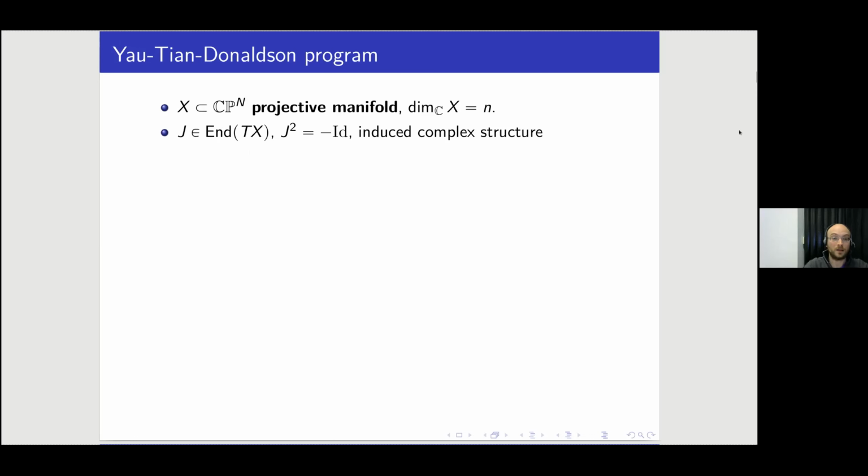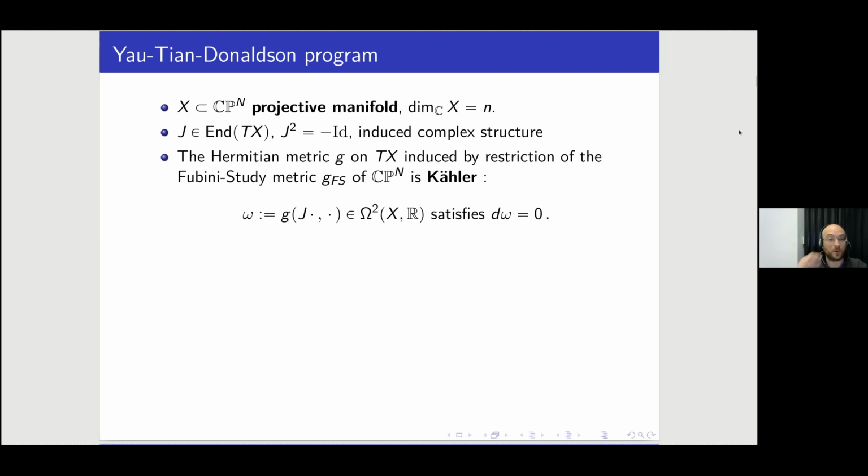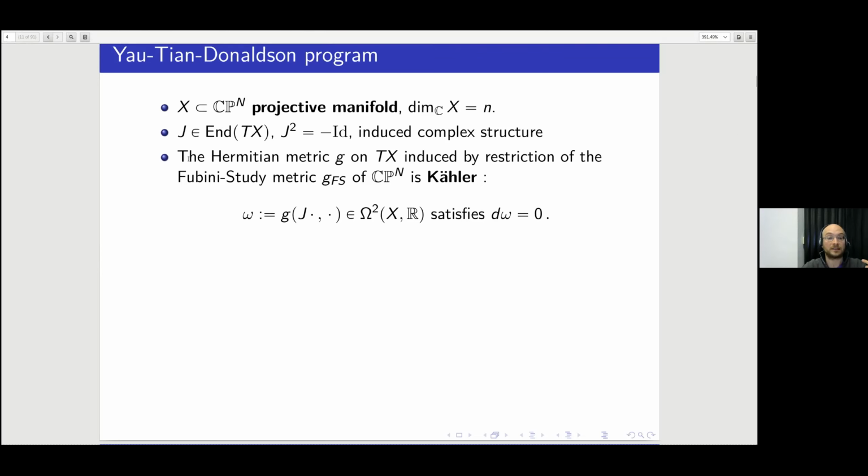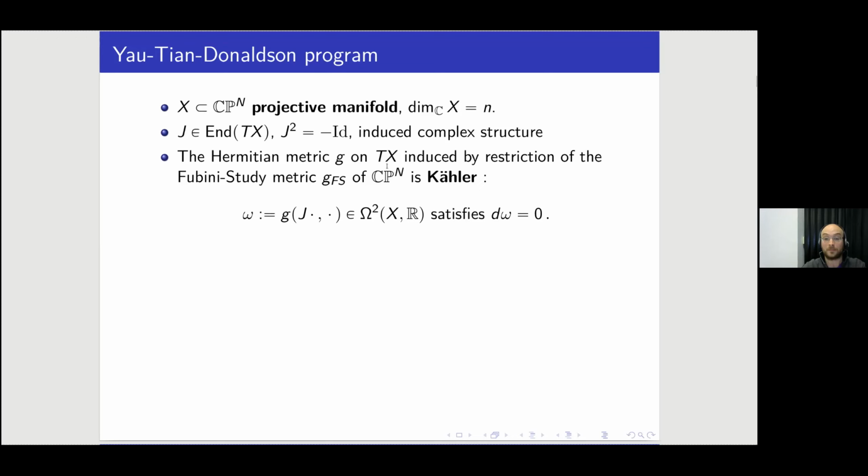Then the basic property of a projective manifold is the fact that it has a Hermitian metric on its tangent bundle, induced by the Fubini-Study metric of CP^N, the canonical metric of CP^N, and this metric is Kähler, meaning that the two-form, which is defined that way with g and the complex structure J, is closed, because it is the case for the two-form induced by the Fubini-Study metric. Hence, it stays closed by restriction.